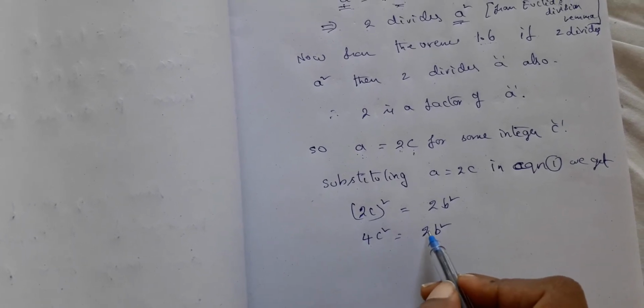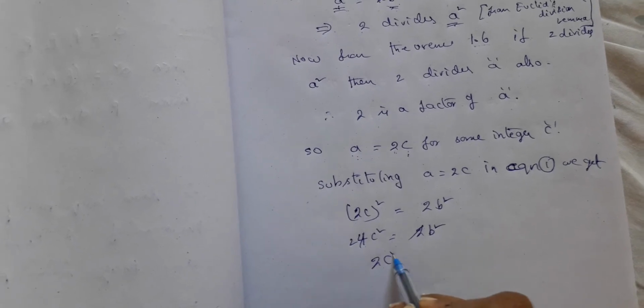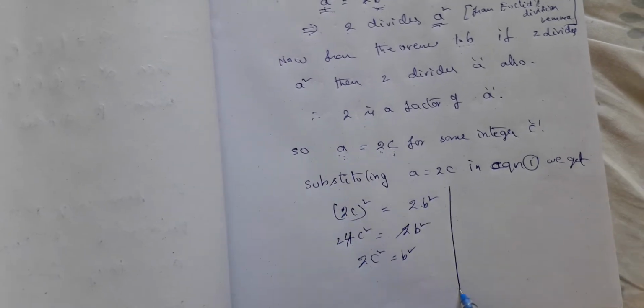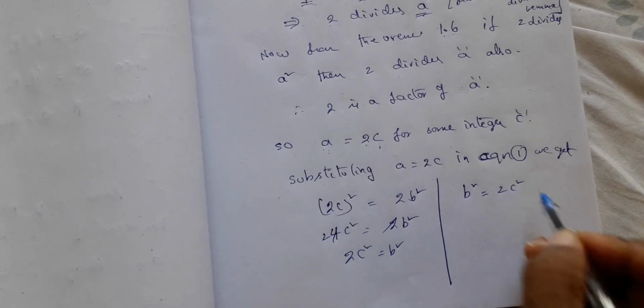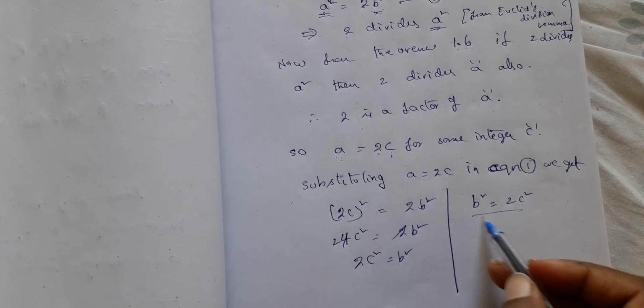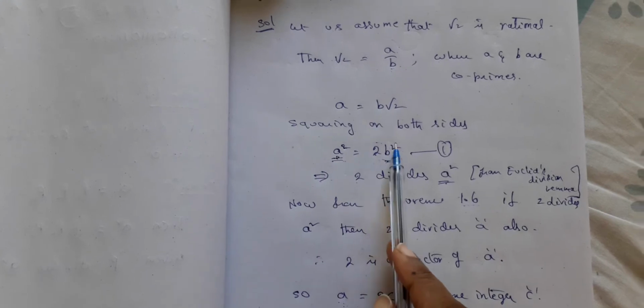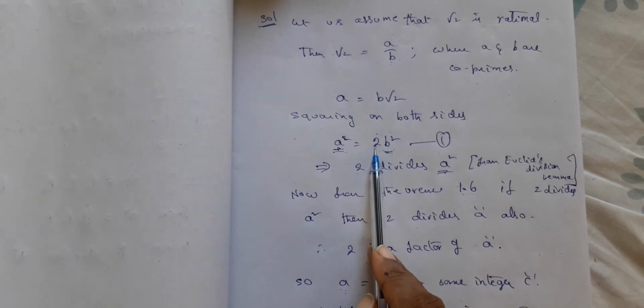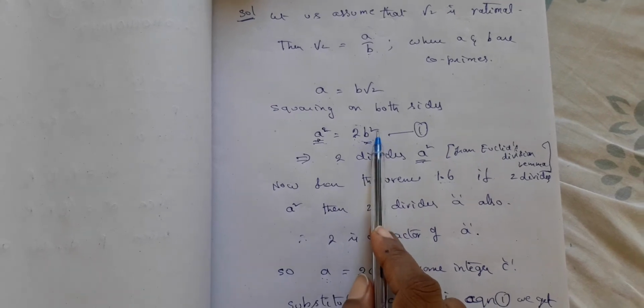So now this is 2 times, so 2C square is equal to B square. Or B square is equal to 2C square. See how the equation has converted. Now here previously you have expressed A square is equal to 2B square. A square is a number, B square is some quotient. So 2 is the divisor. 2 is dividing A square perfectly without leaving any remainder here.